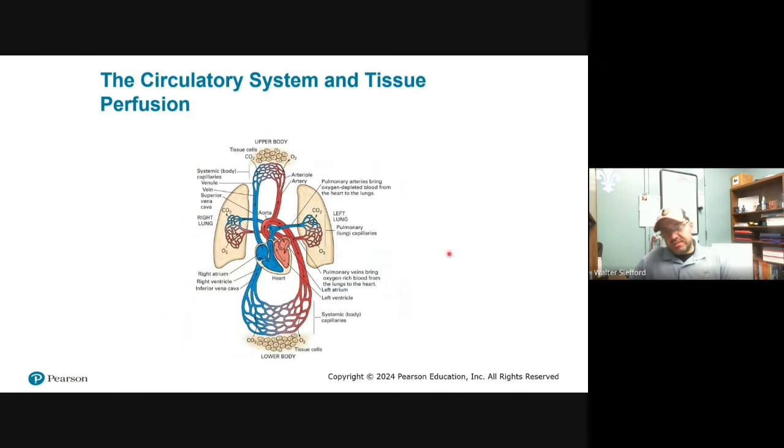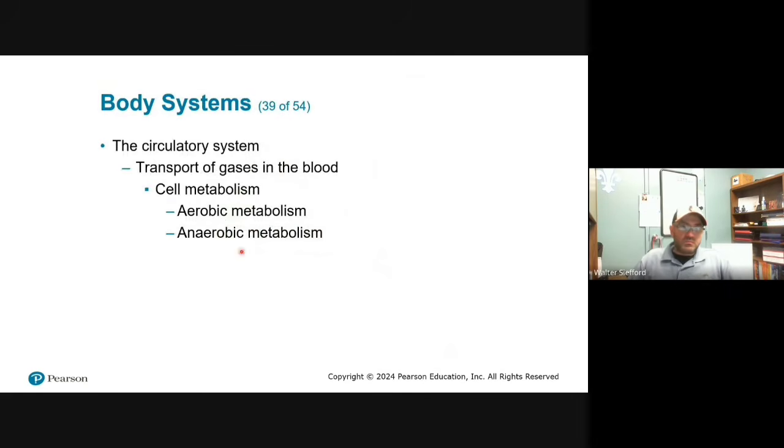The circulatory system and tissue perfusion. We talked about this earlier when we were in the other room. The heart goes to the lungs. The lungs is where we pick up that O2, perfuse it out to the body, bring it to all those tissues. The cells use the O2, give off carbon dioxide. Carbon dioxide comes up into the heart, out to the lungs, diffuses across the alveoli, and then out of the body. All right. Now we're going to talk a little bit about some cellular metabolism.